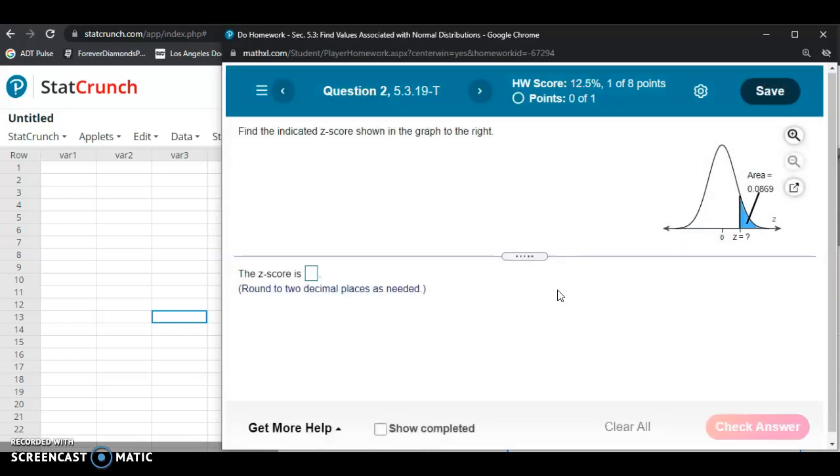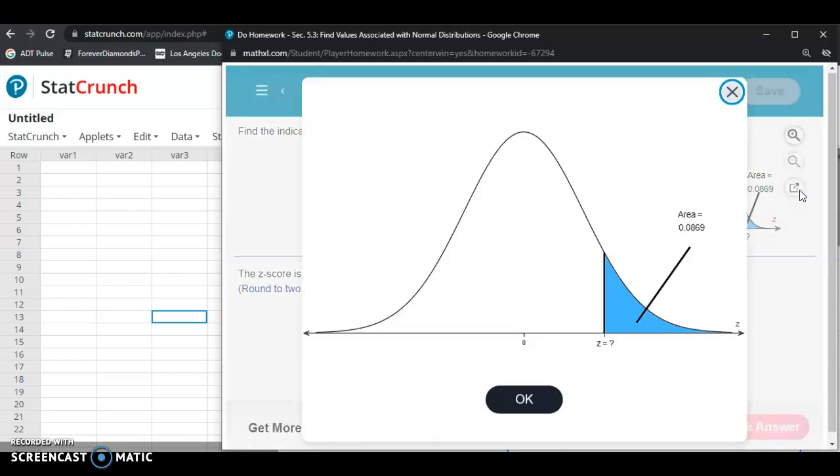Okay, let's try the next one. Question 2 says find the indicated z-score shown in the diagram to the right. Here we have our standard normal curve. The mean is 0, standard deviation is 1.